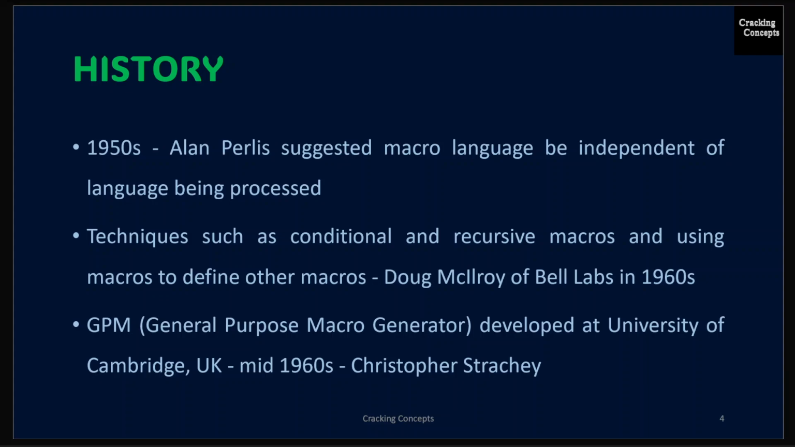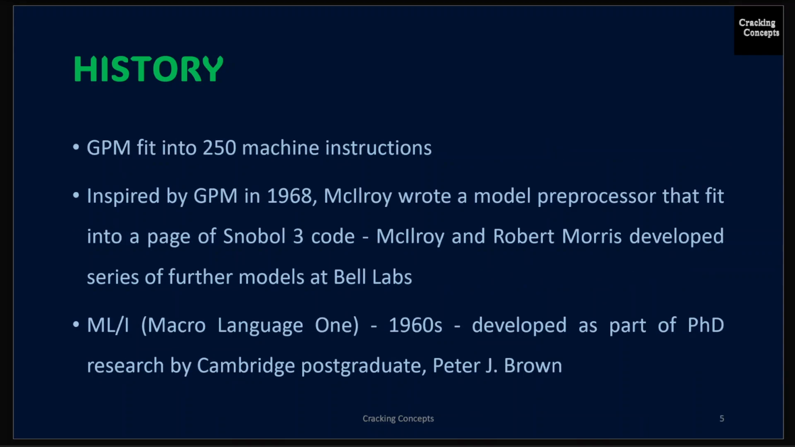GPM, or the General Purpose Macro Generator, was developed at the University of Cambridge, UK in the mid-1960s under the direction of Christopher Strachey. Now GPM fit into 250 machine instructions. Inspired by GPM, while visiting Strachey's lab in 1968, McIlroy wrote a model preprocessor that fit into a page of Snowball 3 code, and McIlroy and Robert Morris developed a series of further models at Bell Labs.